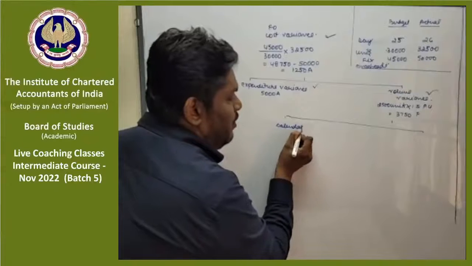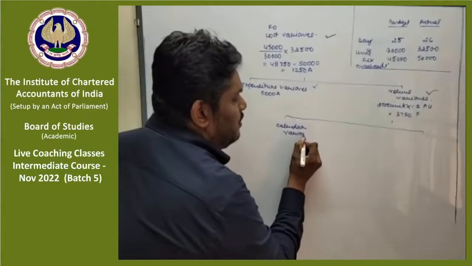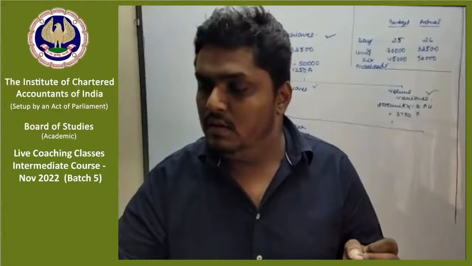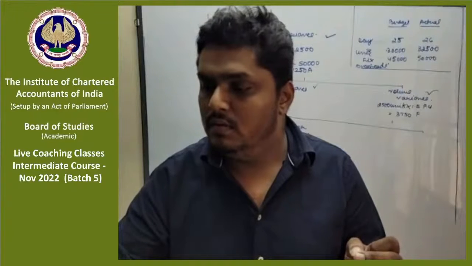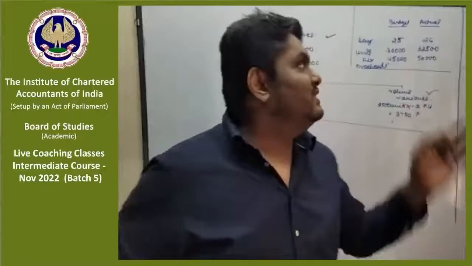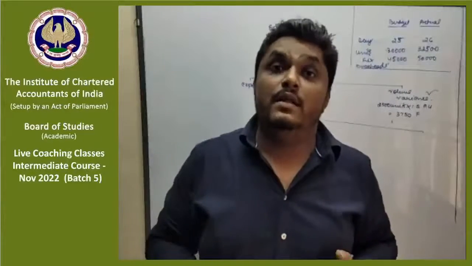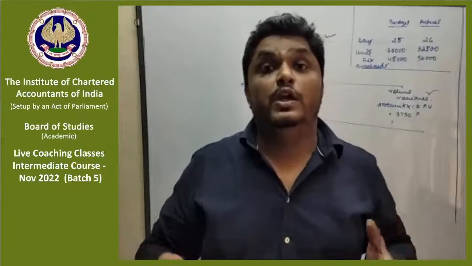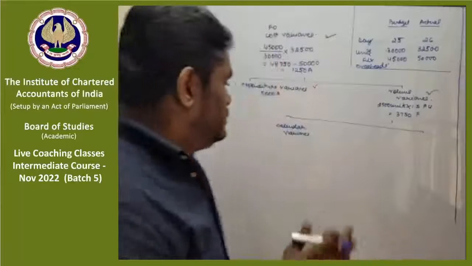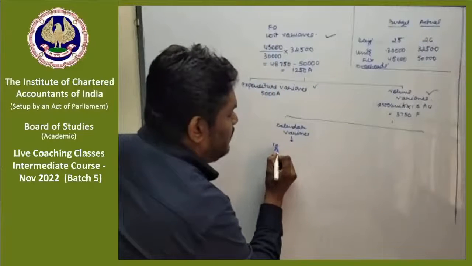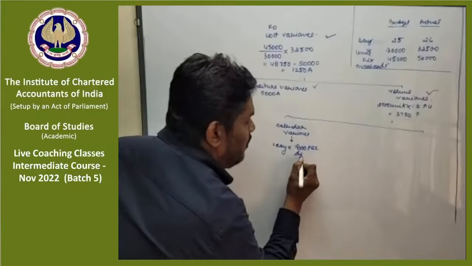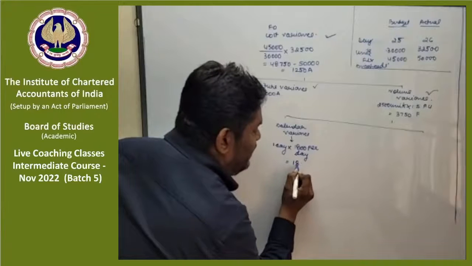Calendar variance, very simple, no change. Very simple: how many days should the employees have come to office? 25 days in a month. How many days did the employees come? 26 days. The employees came 1 day extra. So it is favorable for the company. So we have worked 1 day extra into the rate per day, that is 1,800 per day. So this will be 1,800 favorable.